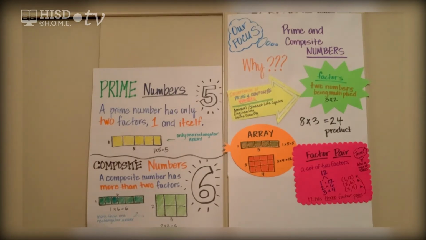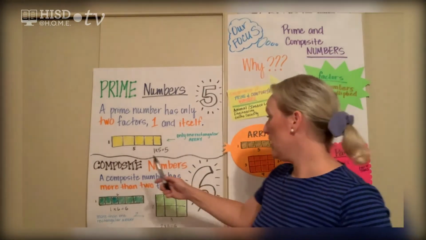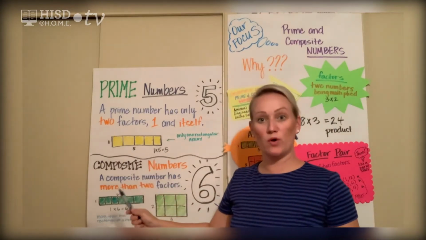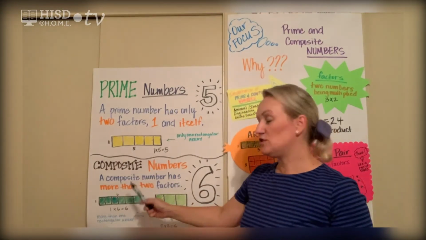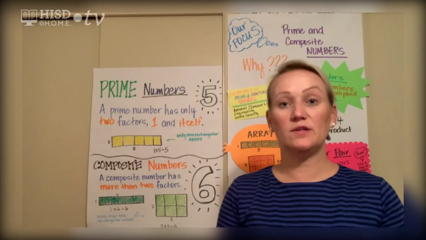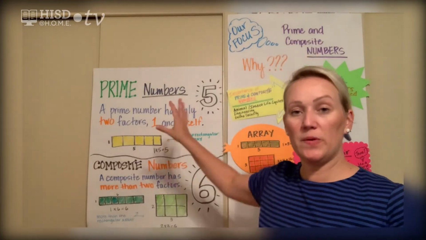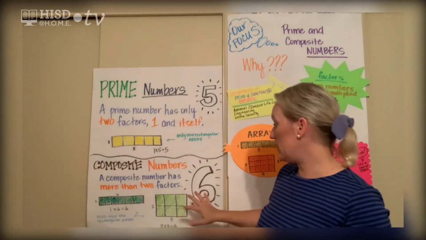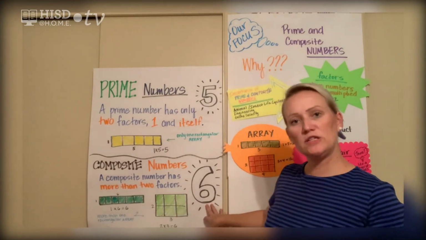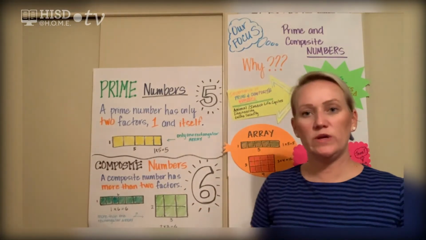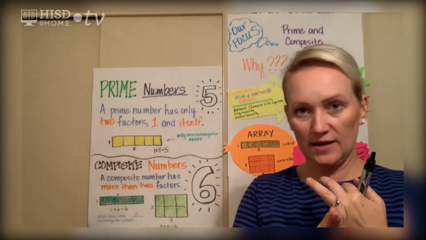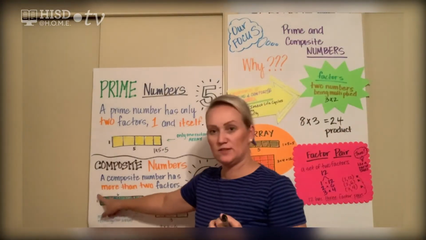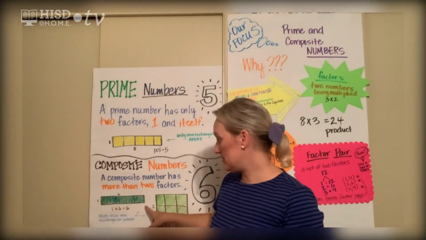Okay, so hopefully you got that written down. A composite number has more than 2 factors. So in this case, we're going to use the number 6. Up here we used 5, and here we're going to use 6. So let's check it out. How can we get 6? 1 times 6.